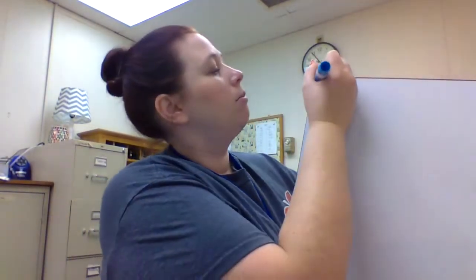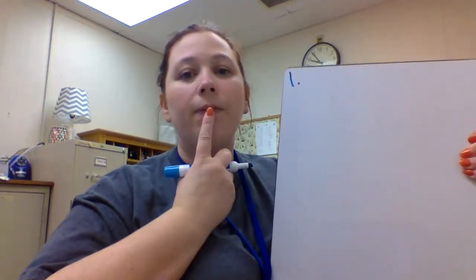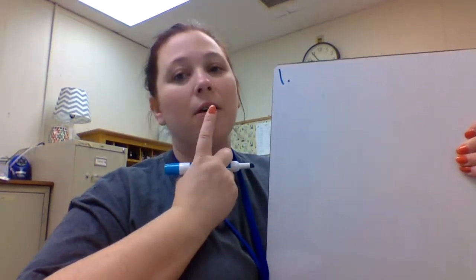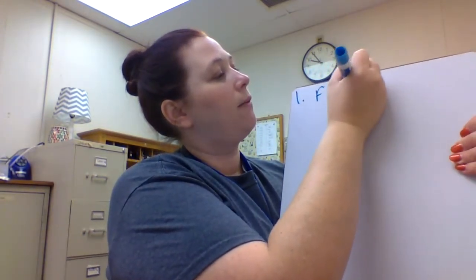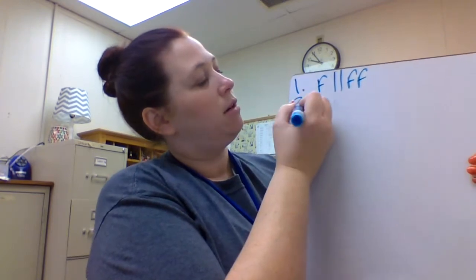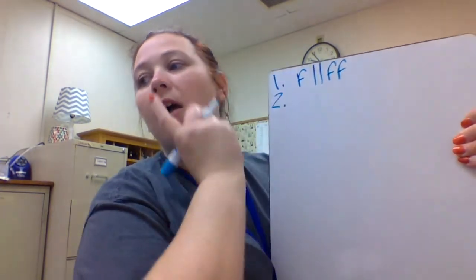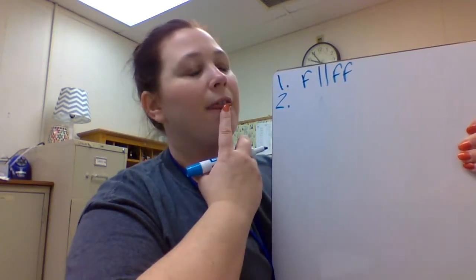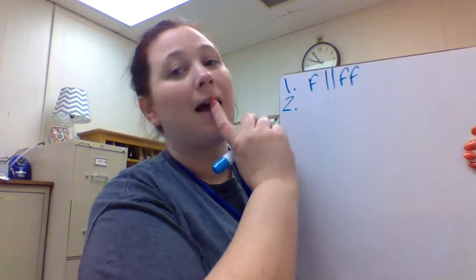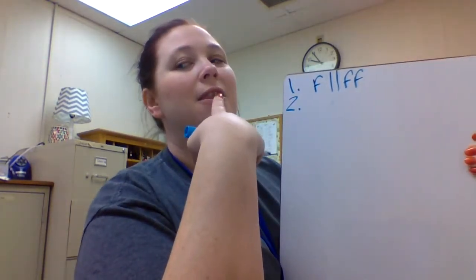All right, number 1 is F. What letters make the F sound? We have F, and then as a final sound, we have FF. Number 2 is V. That's our sound, is our TH with the line through it, because it makes that kind of vibrating Z sound, and that's just TH.